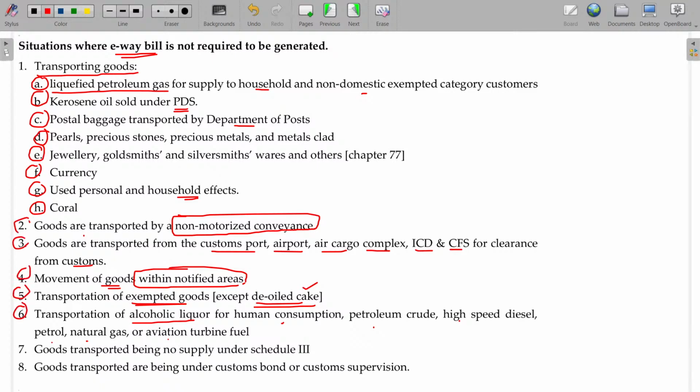And the goods are transported being no supply under Schedule 3. As per Schedule 3, negative list not considered as supply, then it's exempted, so no need to generate the e-way bill. Goods transported under customs bond and customs supervision, not required. See, these things, if you link with customs, you will understand much better. Otherwise, understand the term as it is. As customs is not applicable for the CA, you need not worry about that.